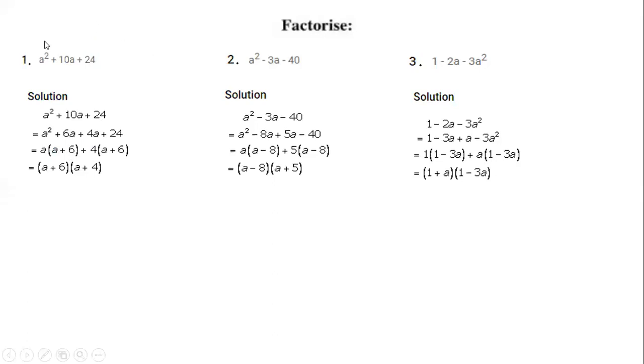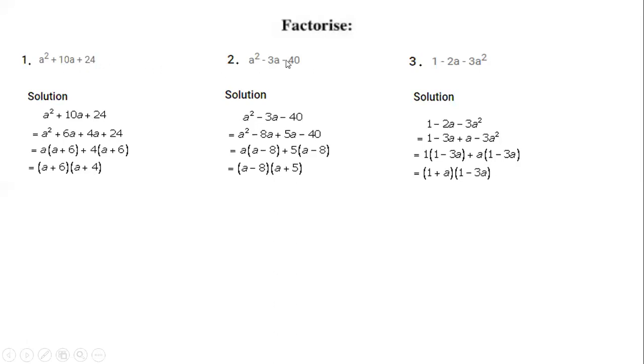So we can write this expression a square plus 10a plus 24 is equal to a plus 6 into a plus 4. You can multiply a plus 6 and a plus 4, and after multiplying you will get a square plus 10a plus 24. This is the factorization of a trinomial by splitting the middle term.